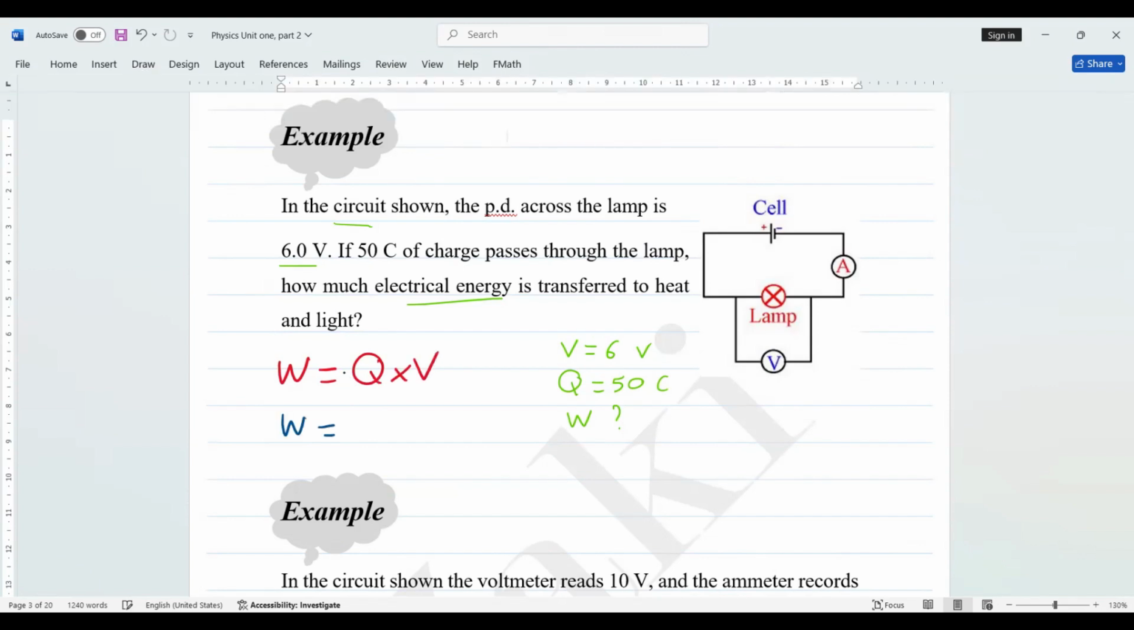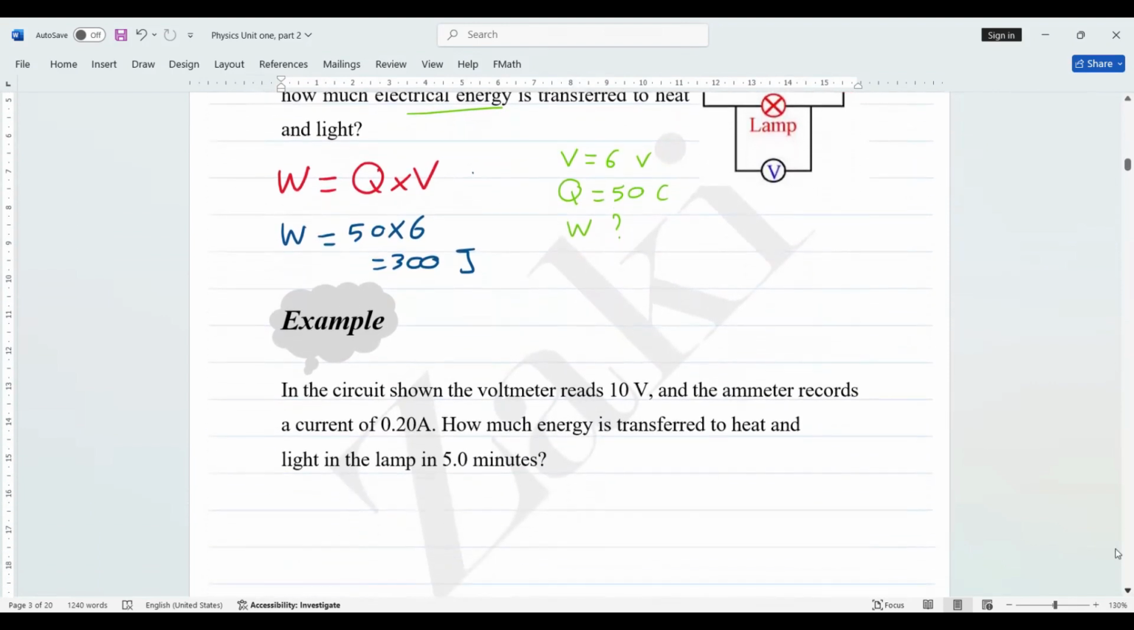So energy, W equals Q. Q here is 50, multiply 6. 6 times 5 equals 30, so 300. And the unit of energy is joule. Now, let us see the next question.